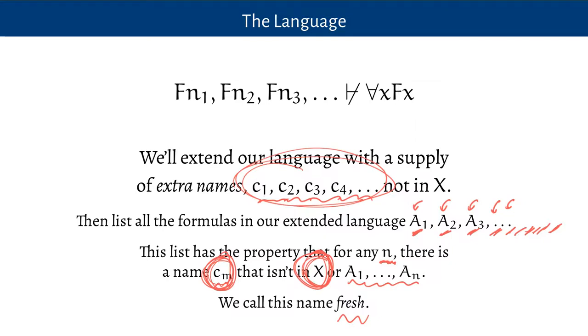And so this new collection of names is going to be such that whenever I need to name a new thing that I haven't named yet, there's going to be a name in my language that I could pick for that. This collection of names is never exhausted.